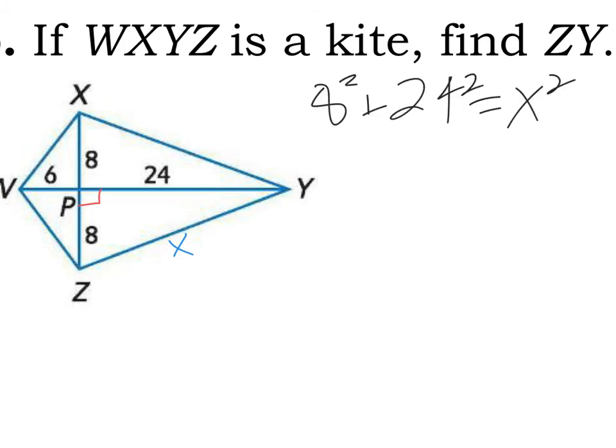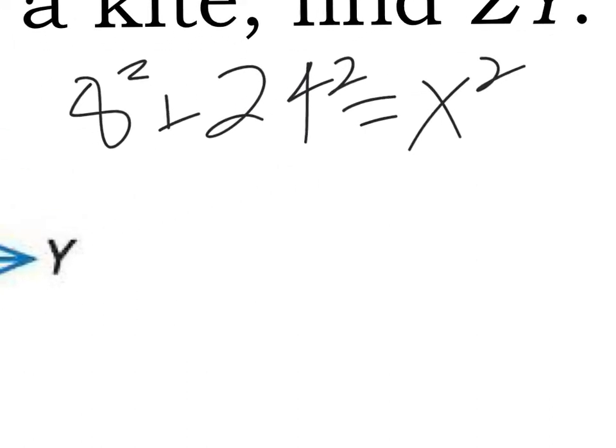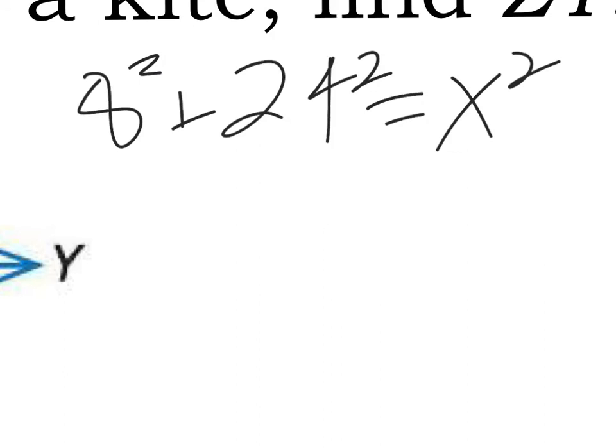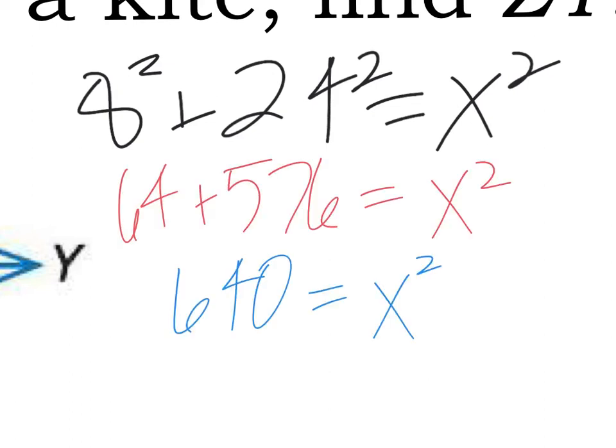So a squared plus b squared would be 8 squared plus 24 squared. It doesn't matter which side's a or b. All that matters is which side is c, which is the side across from the right angle. So 8 squared is going to be 64, and 24 squared is 576. Add those together and you get 640. So to solve this, we need to square root both sides.